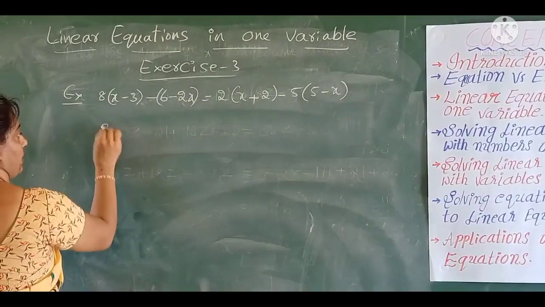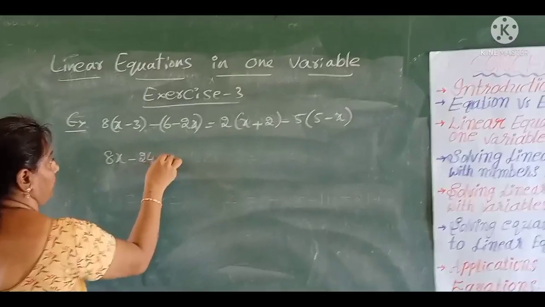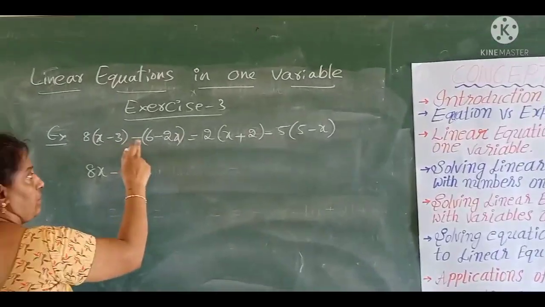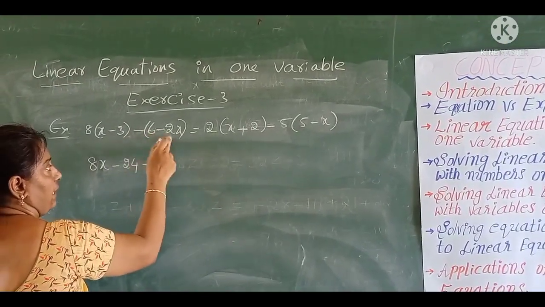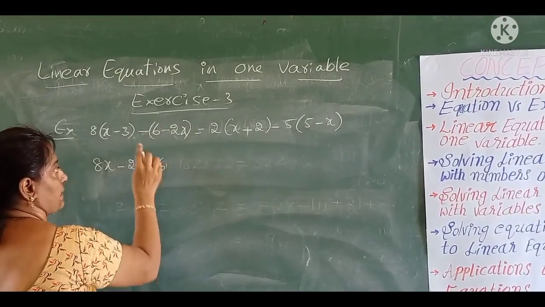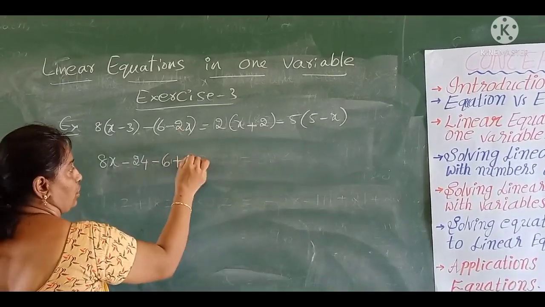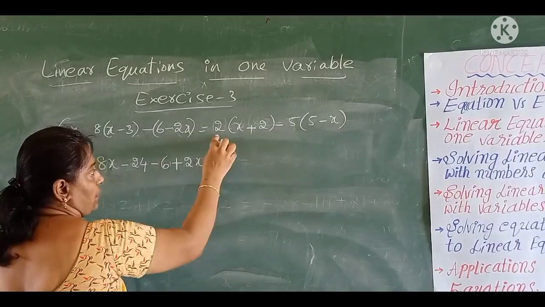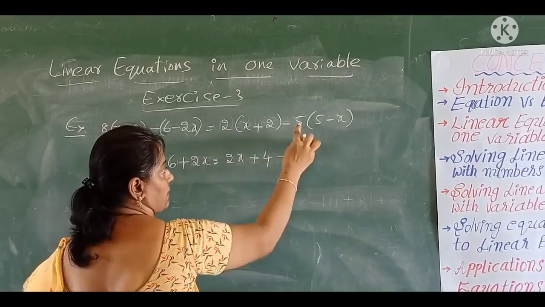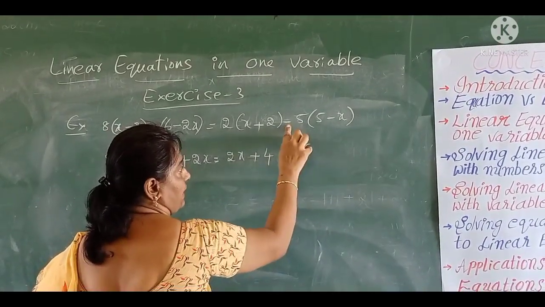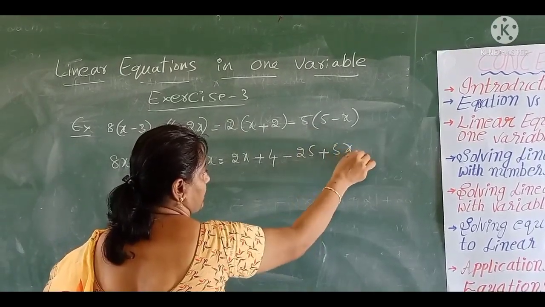So 8 into x, 8x; 8 into 3, 8 threes are 24. Minus: there is no number, so we have to multiply with the negative sign. Minus into 6, minus into minus becomes positive, so plus 2x is equal to 2 into x, 2x; 2 twos are 4; minus 5 fives are 25, minus into minus will become plus 5 into x, 5x.